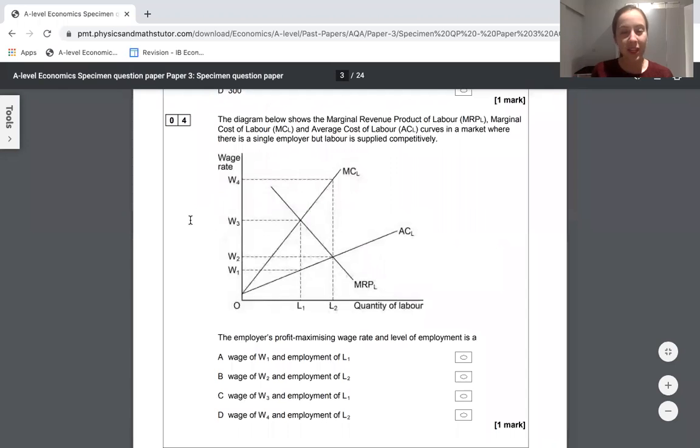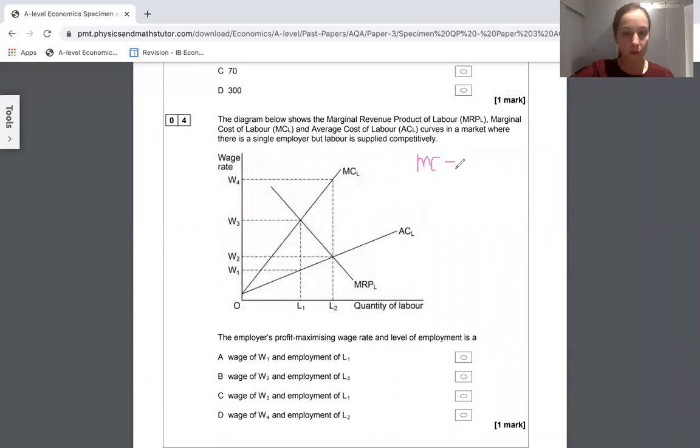Here we have a monopsony graph, and we're looking at profit maximization. How many people should they employ? Like any other company, they profit maximize by setting MC equal to MR. Here it's the labor market, so the revenue is best measured by that. So I've set that here, and that's how many people they will hire. So I'm looking for anything that has that in it. Cross those ones out, I'm between A and C.